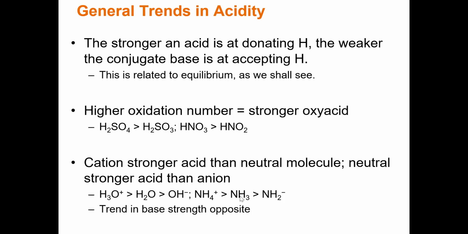Likewise, we could look at ammonia. The ammonium ion is a stronger acid than ammonia. We normally think of ammonia itself as being a base, but we could even have one of those protons lost to get NH2 minus. That would be a very, very, very strong base. So we have this trend in acid strength based on the charge, so based on adding more protons. The base strength, of course, would be the opposite of that. So going in the opposite direction, hydroxide is a stronger base than water, which is a stronger base than hydronium.